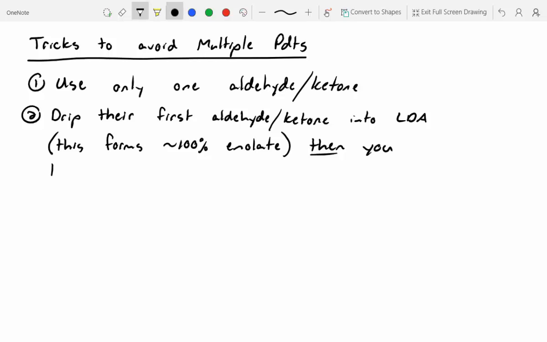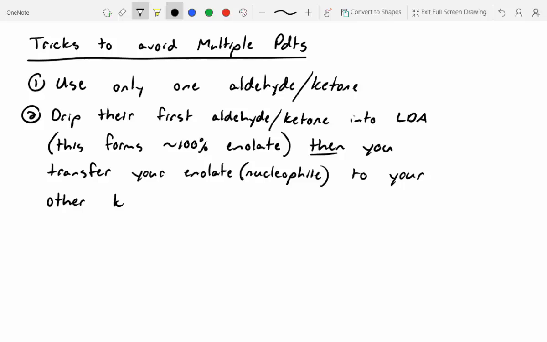you transfer your enolate, which is your nucleophile, to your other ketone or aldehyde, which you want to be your electrophile.